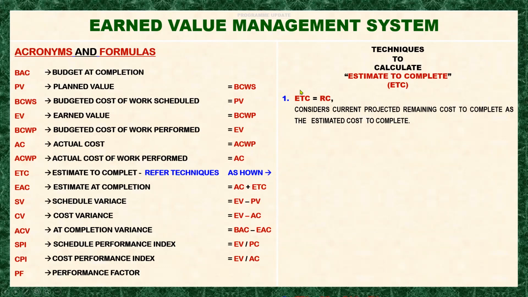And the second technique has several choices. Okay, here the ETC is equal to the performance factor multiplied by the difference of the budget at completion and the earned value.